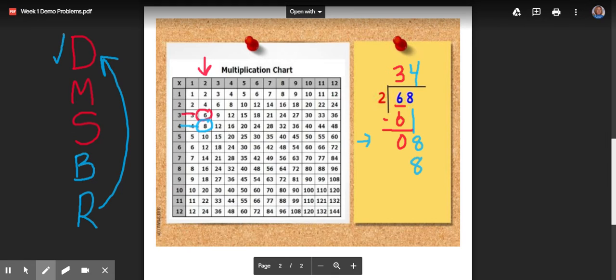I'm going to multiply. 4 times 2 is 8. Now I'm going to subtract to find out what's left over. 8 minus 8 is 0. I have nothing left over.